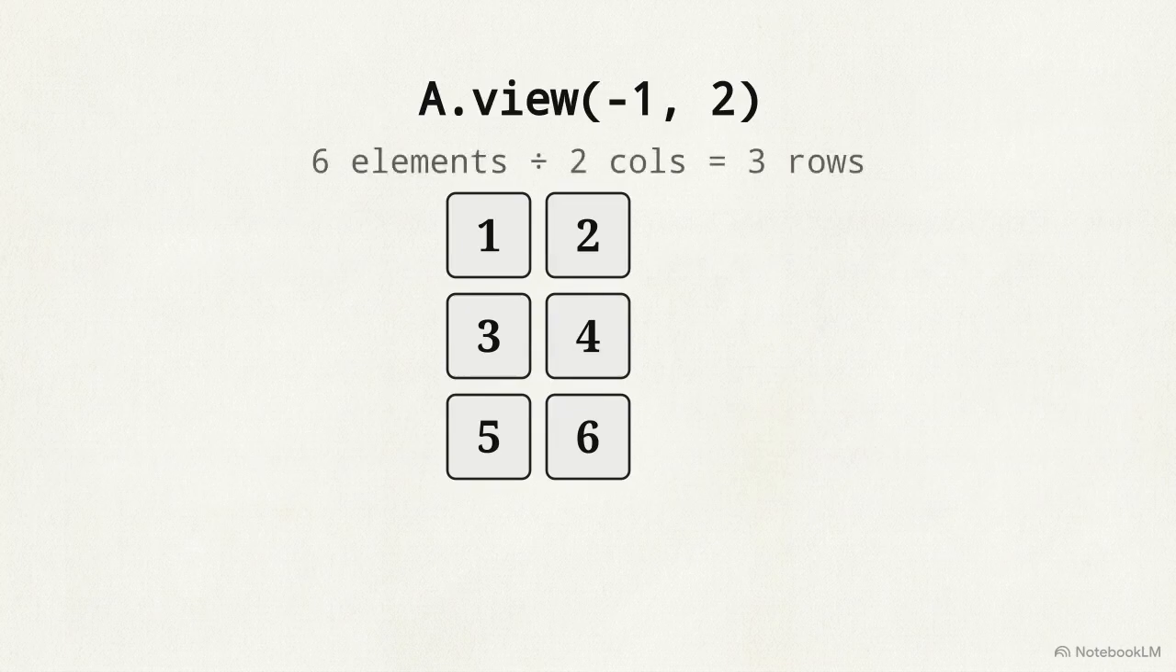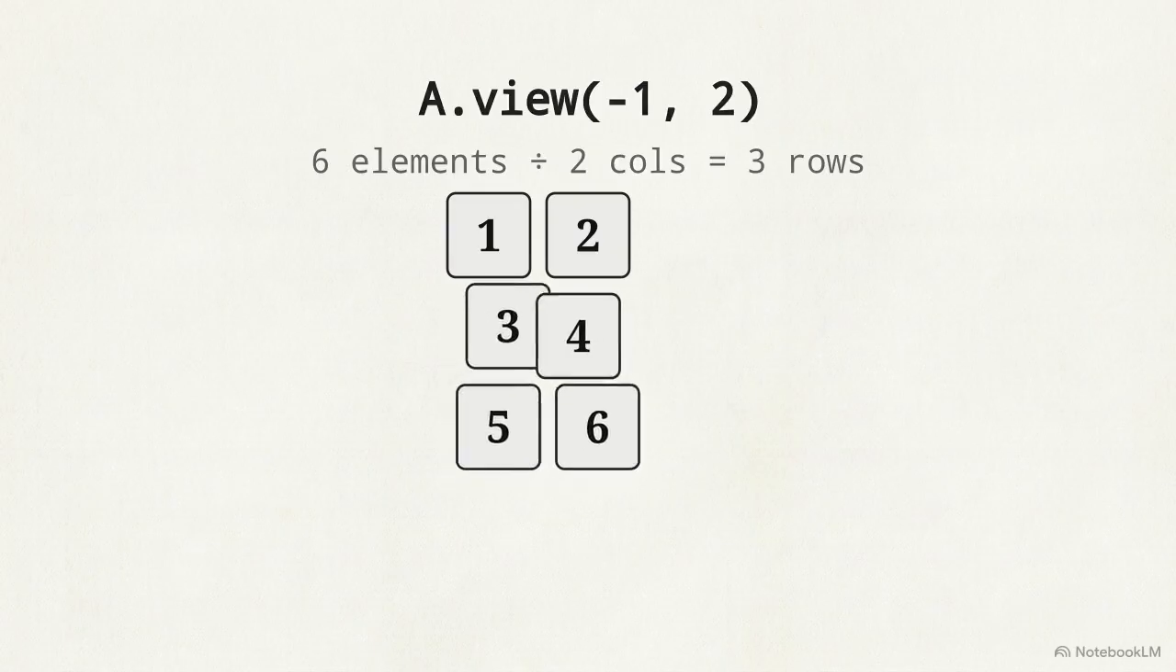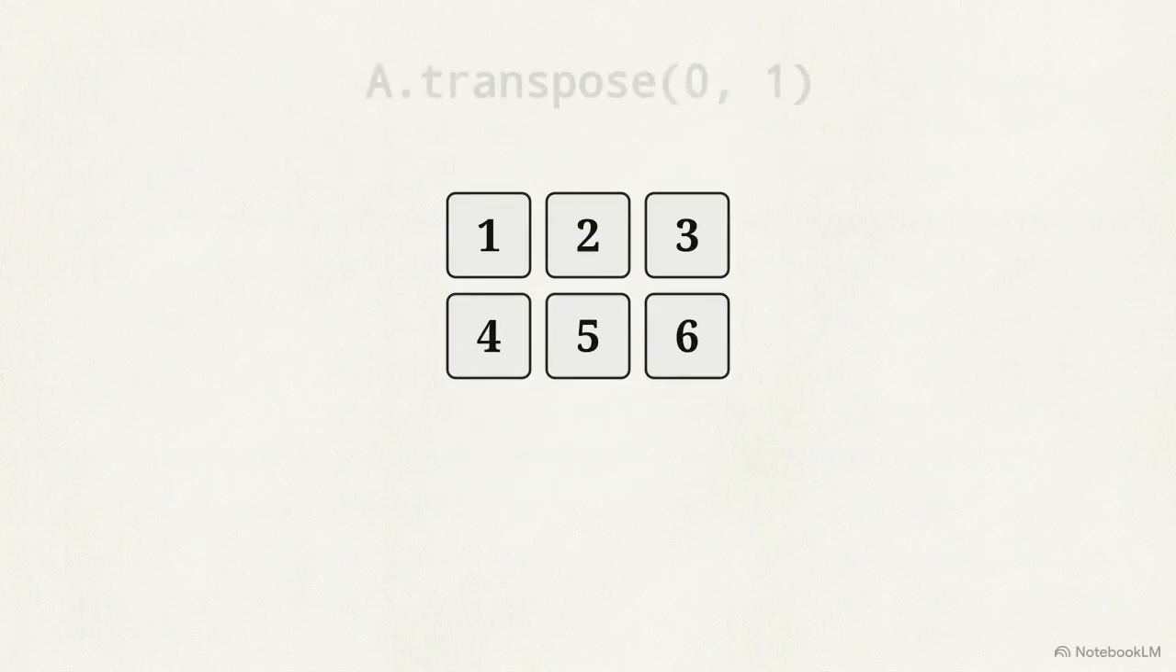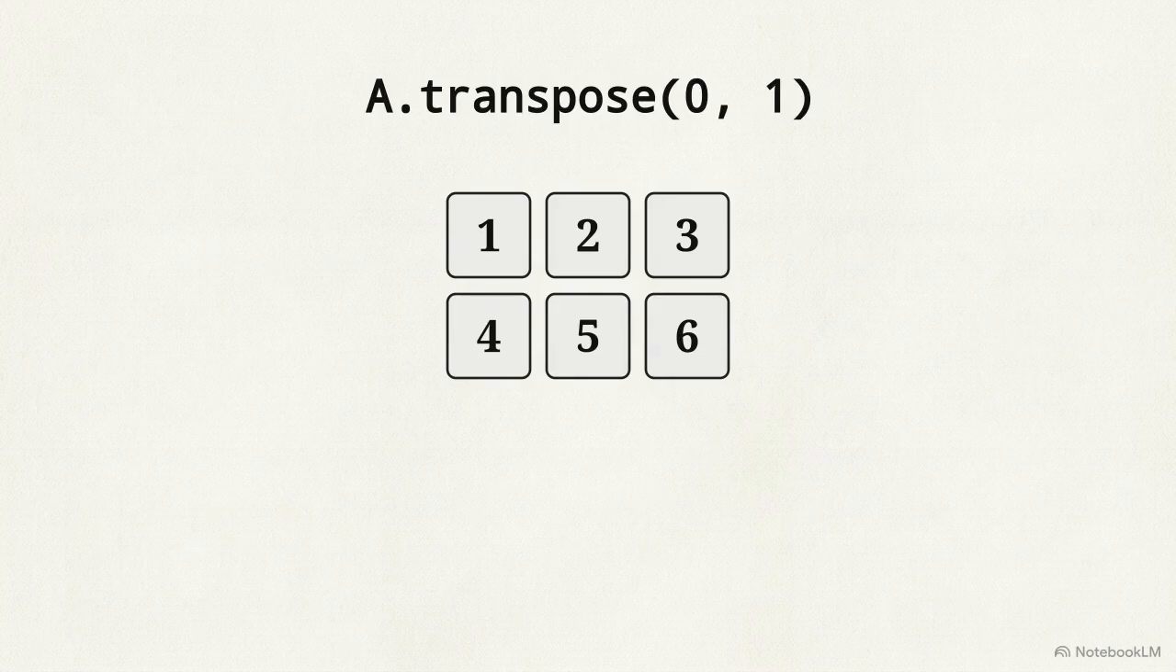Because the total element count is strictly enforced, you can pass a -1 as a wildcard. If you request 2 columns but leave the row count as -1, PyTorch calculates the missing dimension based on your 6 starting elements, snapping them into 3 rows.